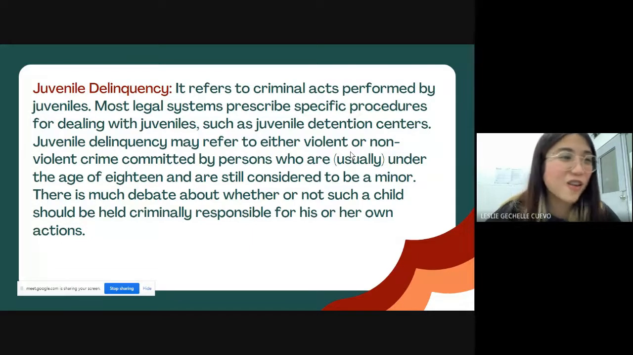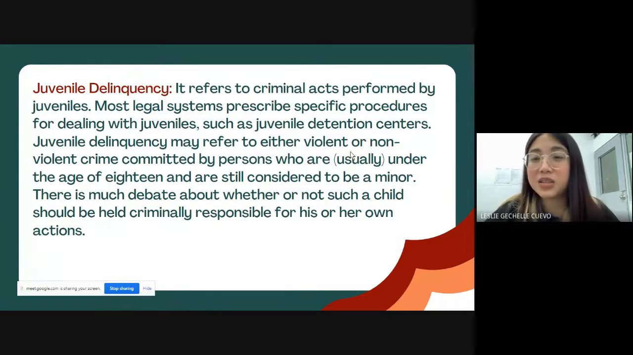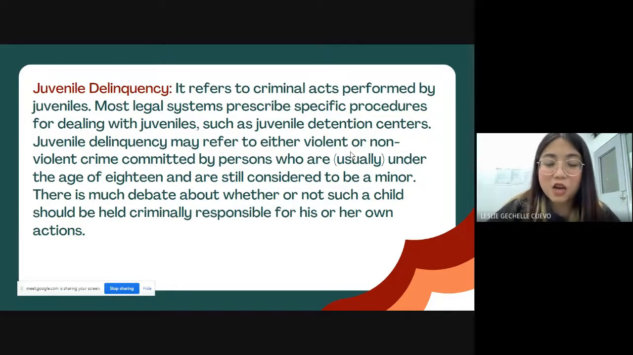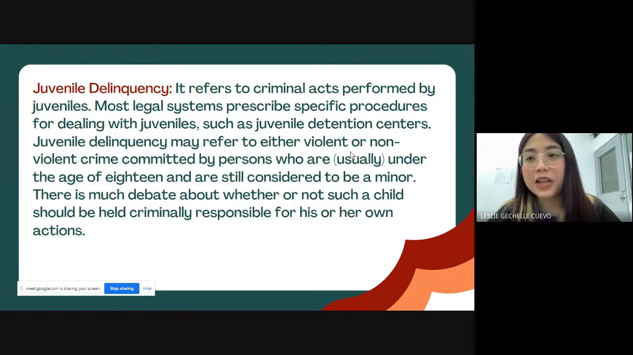Kuha niyo. Ayun. There is much debate about whether or not such a child should be held criminally responsible for his or her own actions. Kasi nga, sinasabi natin, ang bata, hindi pa nila alam ang ginagawa nila. Kaya nga, di ba, wala pa sila sa legal age. So, technically, hindi pa natin sila pwedeng i-hold responsible sa kanilang mga ginawang krimen.